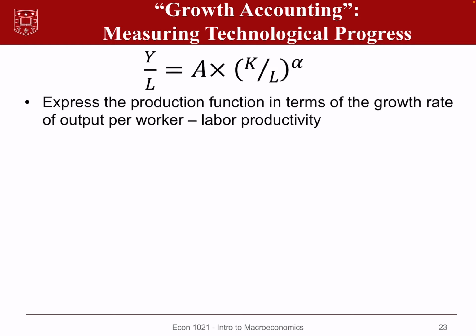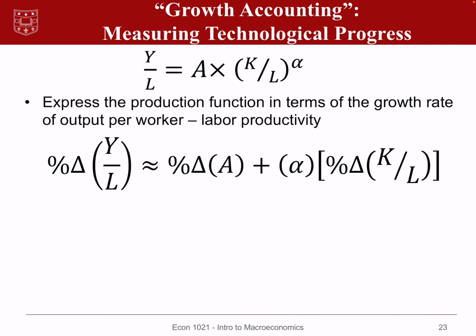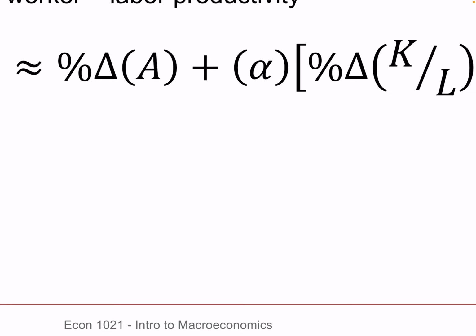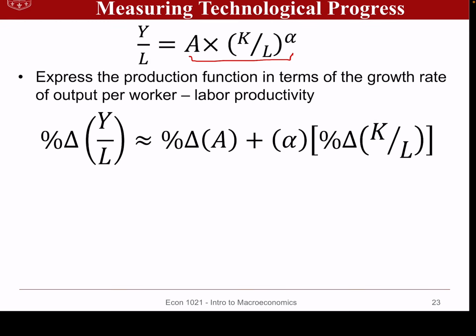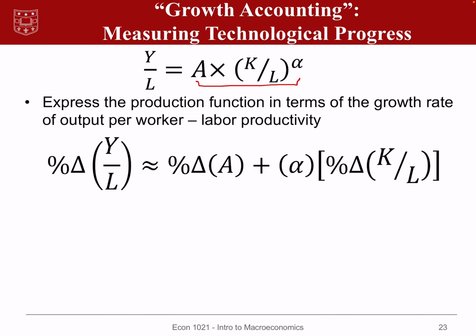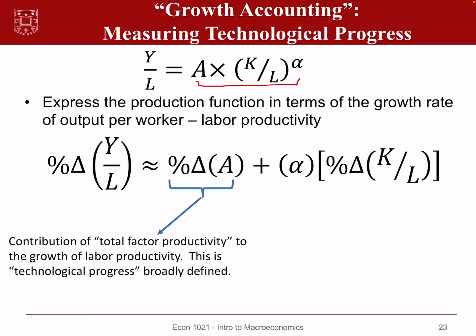Now, one way to get a handle on how we are doing is with growth accounting. I don't want to dwell too long on this, but what we are going to do is take the production function, and we have as a general rule in calculus that the growth rate of a product is the sum of the growth rates of the individual terms. If you don't remember that calculus, or you've never seen it, don't worry about it. Just take it on faith.